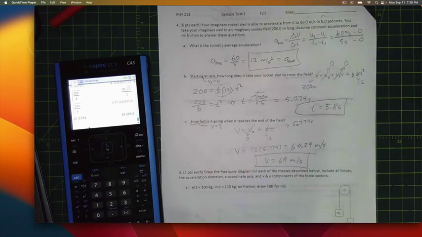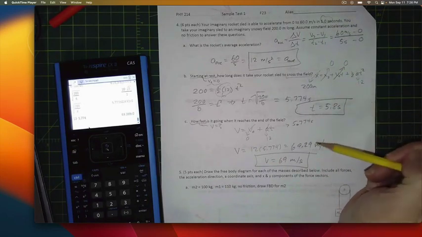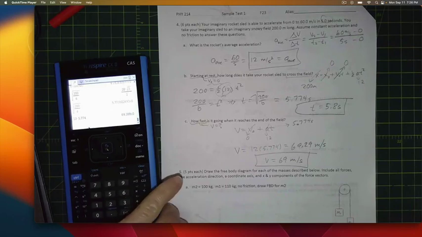So again, we're just using our basic kinematic equations, some of the definitions of acceleration, solving for what we can find.